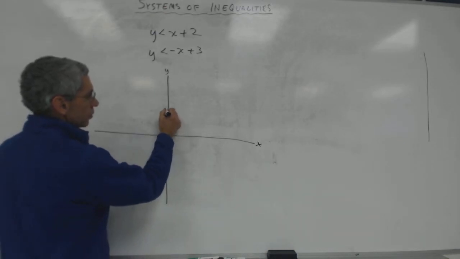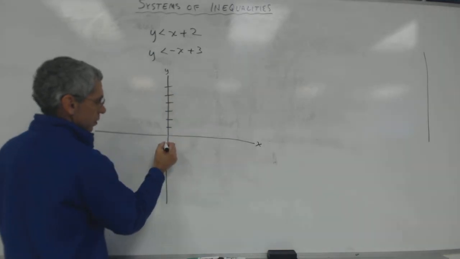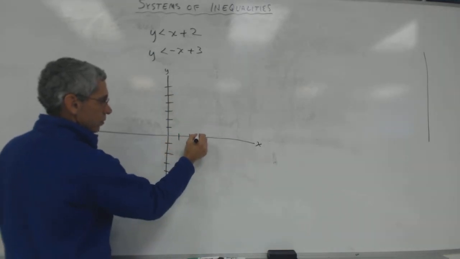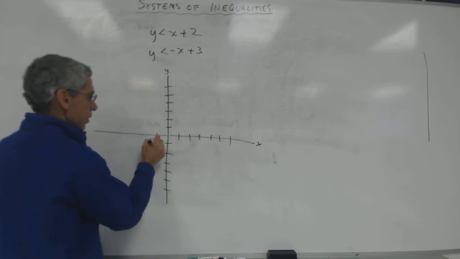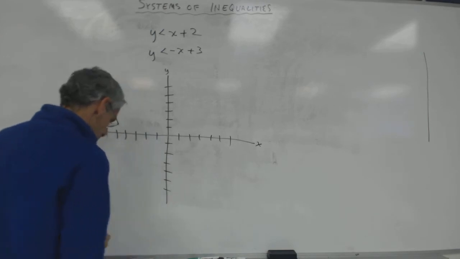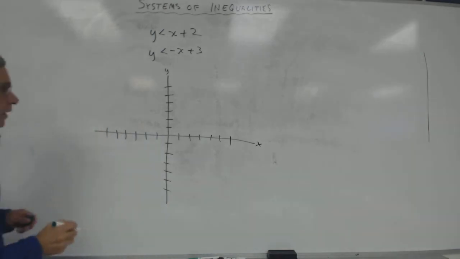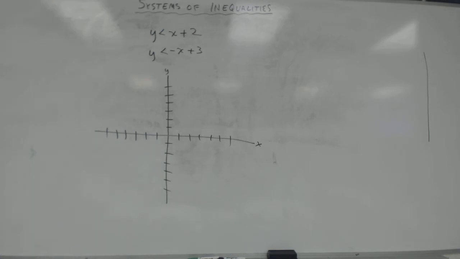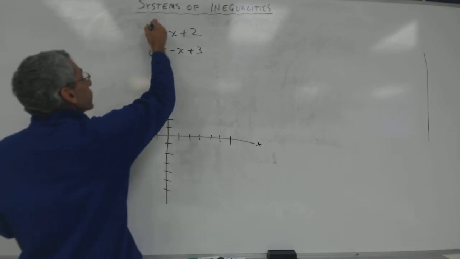1, 2, 3, 4, 5, 6. Okay. I'm going to use, if this works, green. I hope that shows up on the camera. And I'm going to use orange. Hopefully that shows up on the camera. So I'm going to make this one in green.